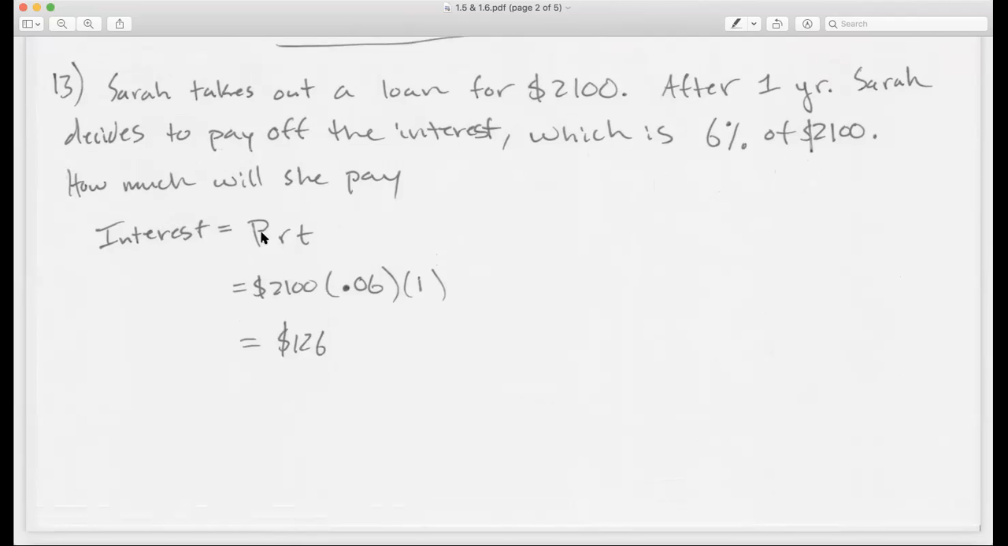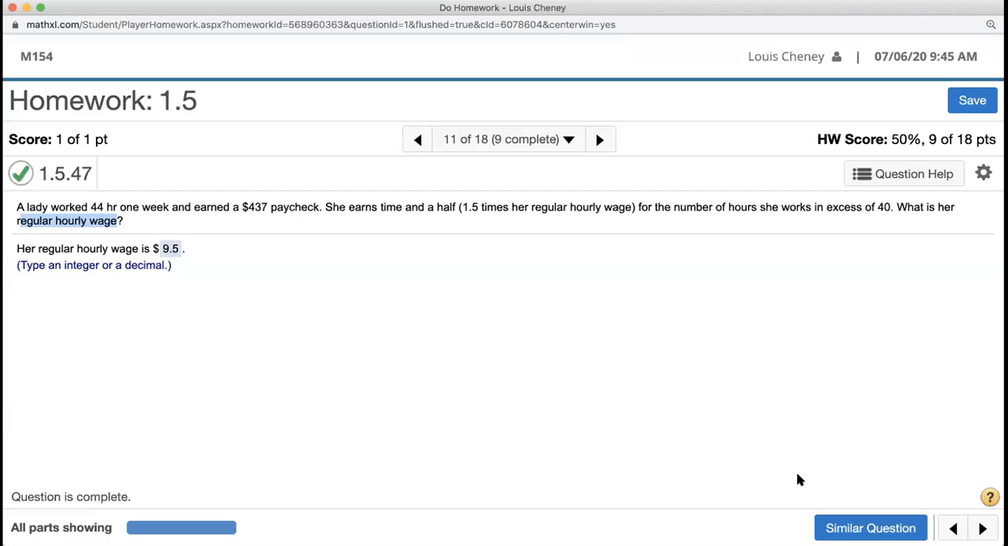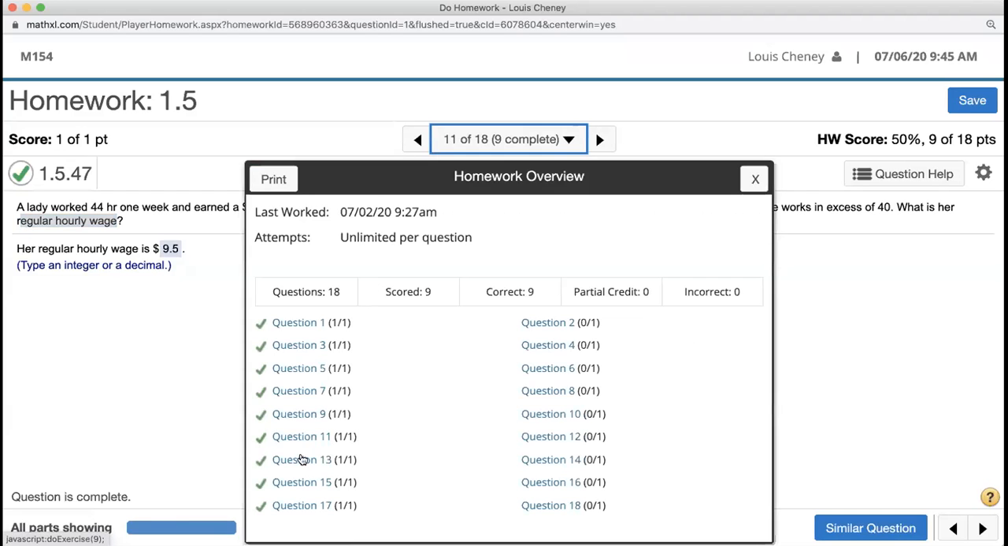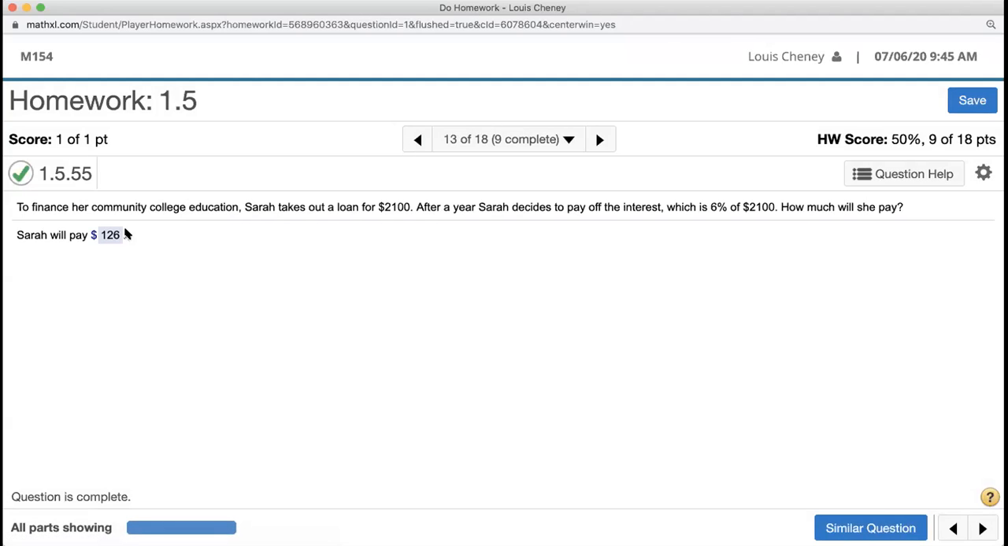This is just an I equals PRT question. The principal is 2,100. The rate is 0.06, but notice this percentage changed to a decimal. The time was 1 year. So the interest is 126. So number 13, they're just after the interest. Okay, and there it is, 126. And this is the way Pearson worded the question, and my numbers were exactly the same. Again, if you want more explanations, you're welcome to click here.